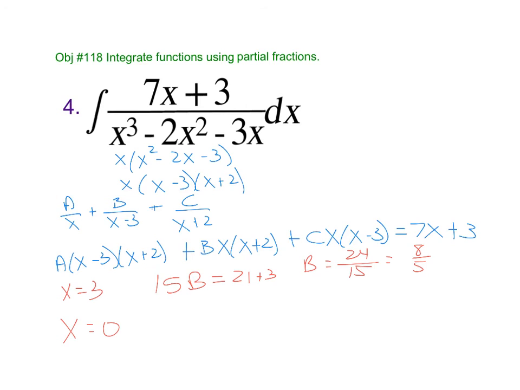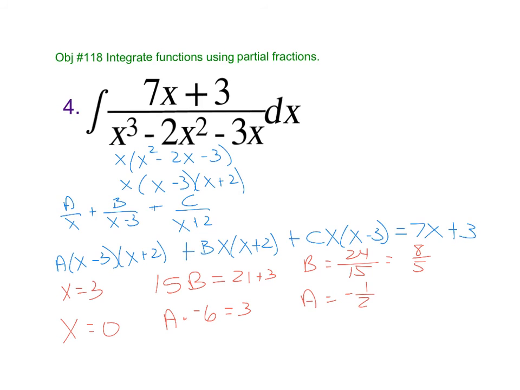Let's do 0 next. So b and c go away. So a times negative 6 equals 3. So a is negative 1/2.